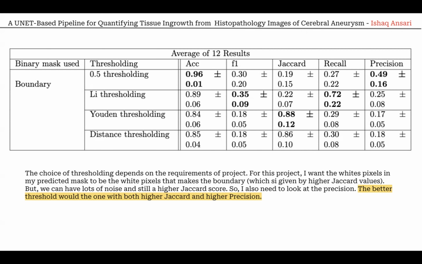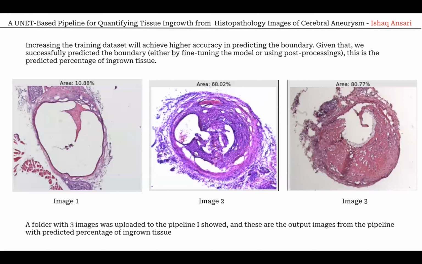So the choice of thresholding depends on the requirements of the project. For our project, I wanted the white pixels in my predicted mask to be the white pixels that make up the boundary, which is given by the Jaccard values. But we also have a lot of noise with a still higher Jaccard score, so I also need to consider the precision. Therefore, the better thresholding would be the one with higher Jaccard and higher precision. These are some of the areas predicted by the model, given that we have a complete boundary.